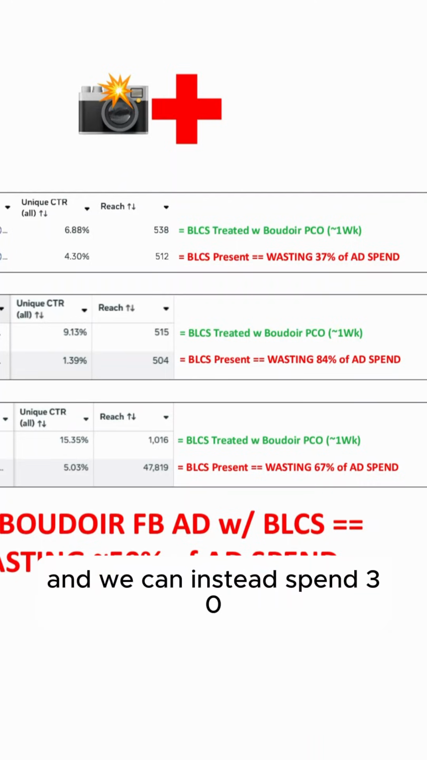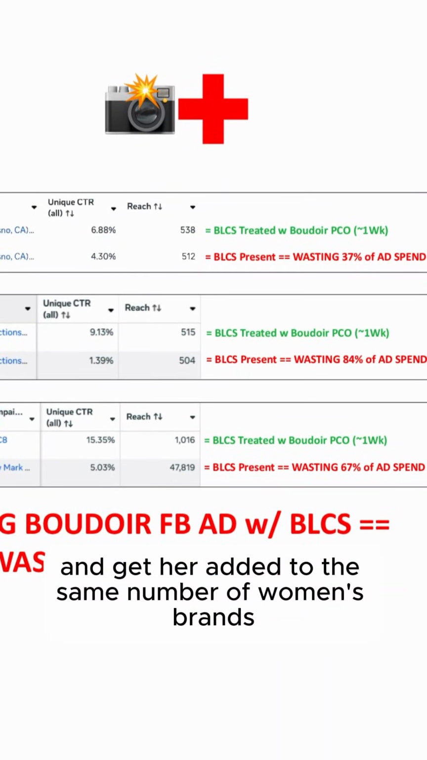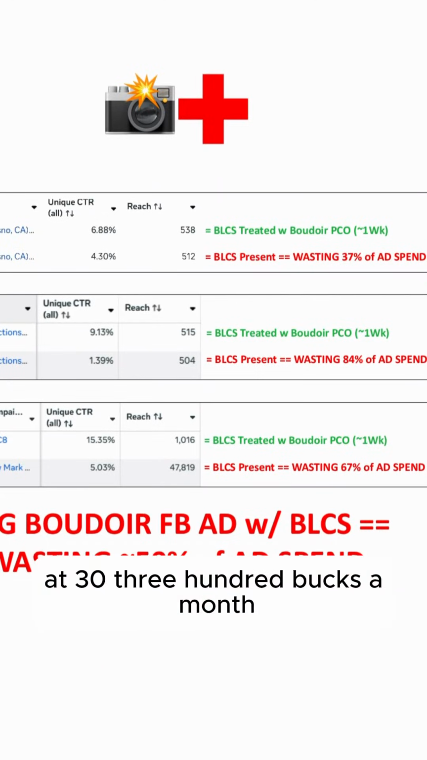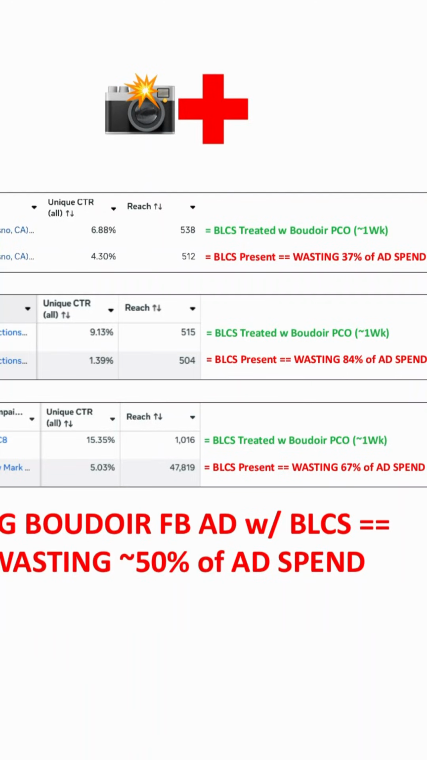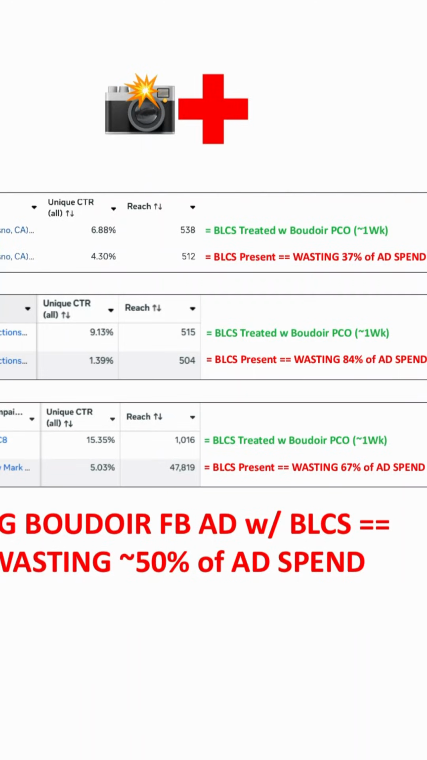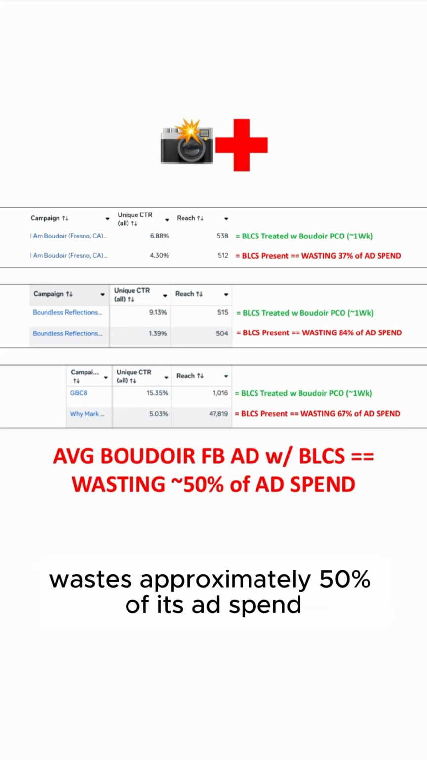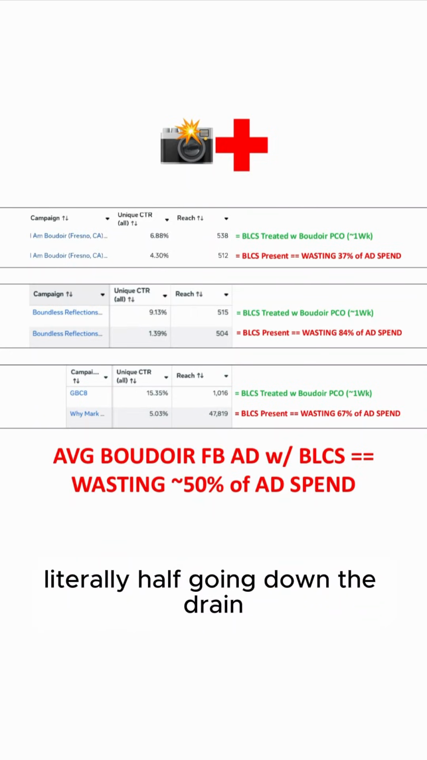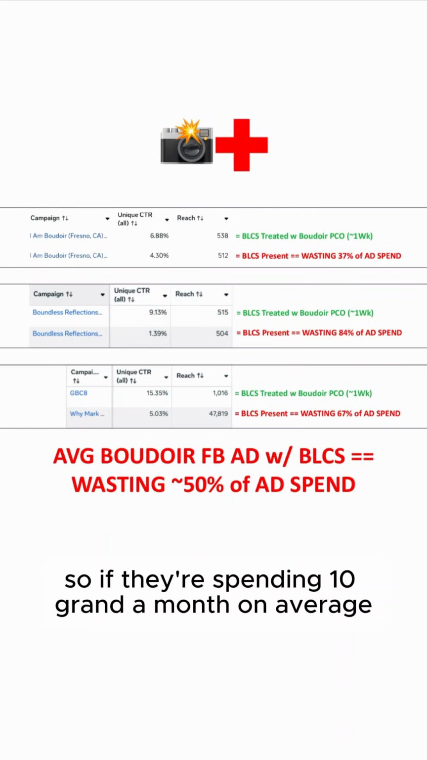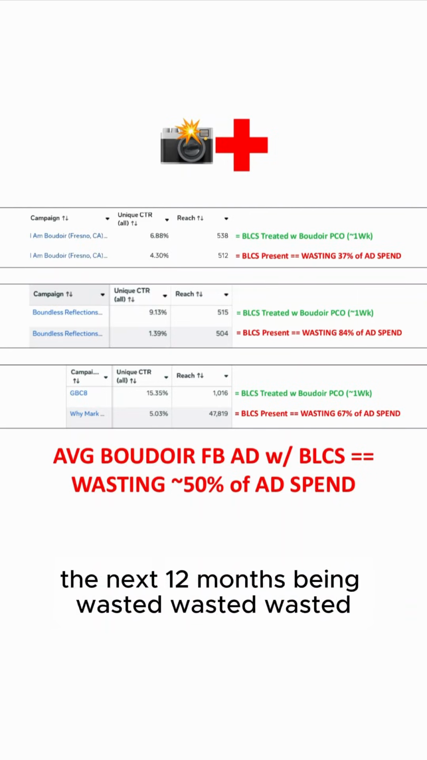And we can instead spend 3,300 bucks a month on the Boudoir Pico treated ad and get our ad into the same number of women's feeds at 3,300 bucks a month compared to the original at 10 grand a month. And from all the numbers here from my testing, the average Boudoir Facebook ad with BLCS wastes approximately 50% of its ad spend, literally half going down the drain. So if they're spending 10 grand a month, on average, that's 5K every month, or approximately 60 grand over the next 12 months being wasted.